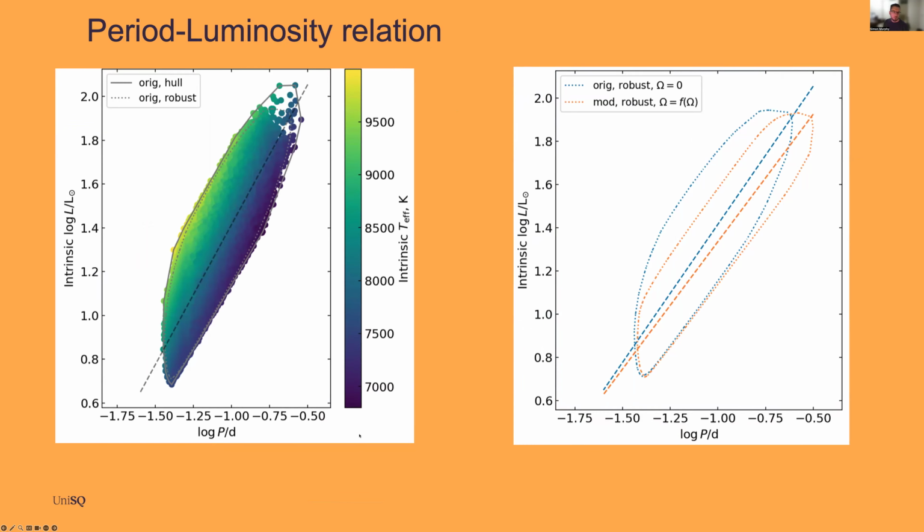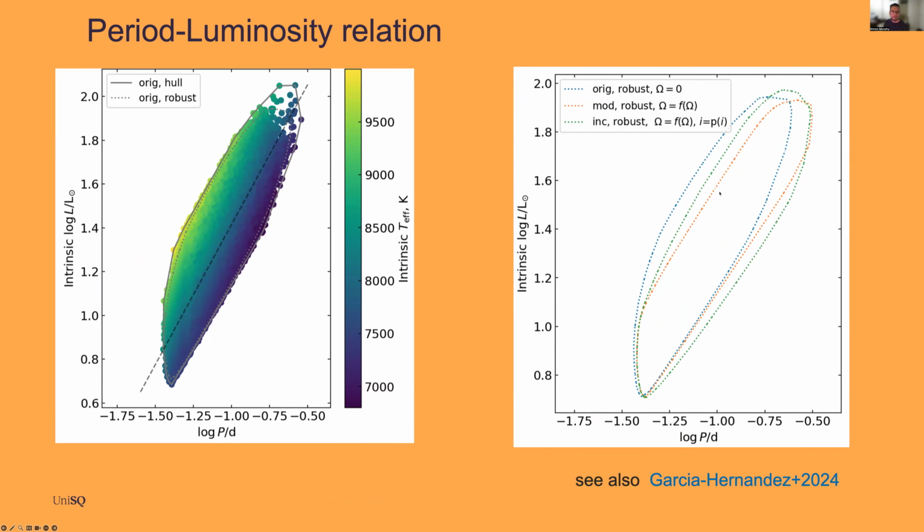So that period luminosity relation, we can encapsulate with a convex hull, which is a curve that contains all of the points in the population with the least total area within the curve. And we can compare what that looks like for a non-rotating population or a population that has a realistic rotation distribution, and we see that it shifts. It shifts to the right because the star is less dense because of its oblate shape under rotation.